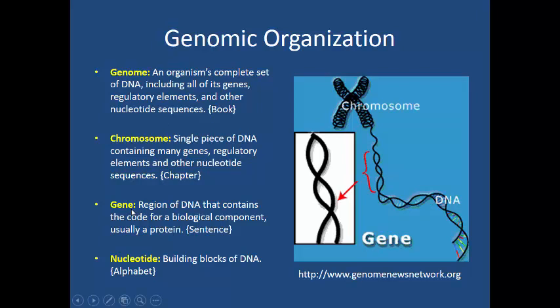And we know that genes are made up of nucleotides, which are the building blocks of DNA. Another way to think about this is that the sentence is made up of letters, or the alphabet. So our genes are made up of nucleotides: A's, C's, T's, and G's. And this just gives the overall picture of genomic organization.